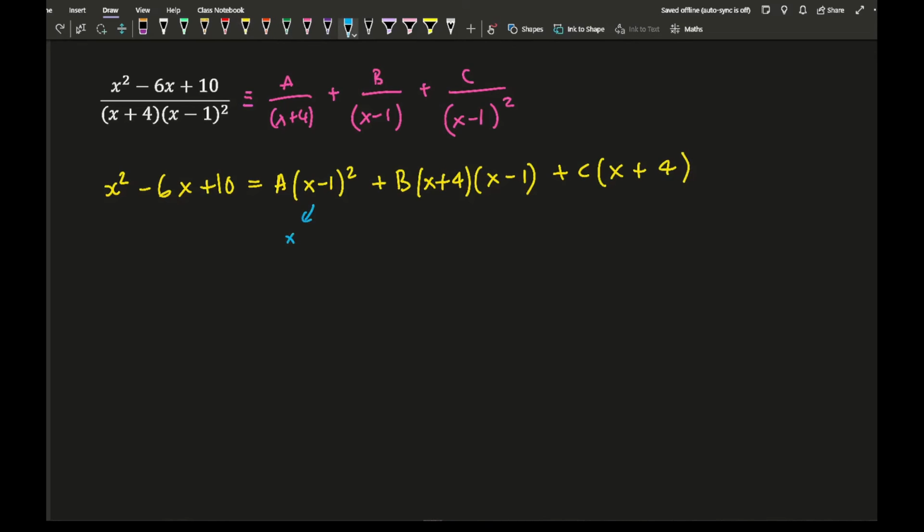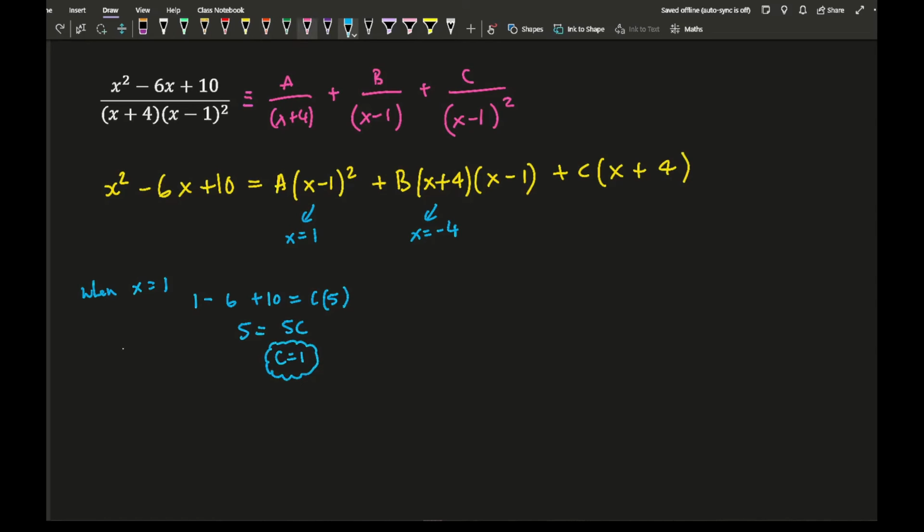So from this, I need to find out what values I need to use. Well, x is going to be equal to 1 there, and x is going to be equal to minus 4. So when x equals 1, what I end up with is 1 minus 6 plus 10 equals, and it's going to be c that I keep, so it's going to be c times 5. So I've got 5 equals 5c, so c equals 1.